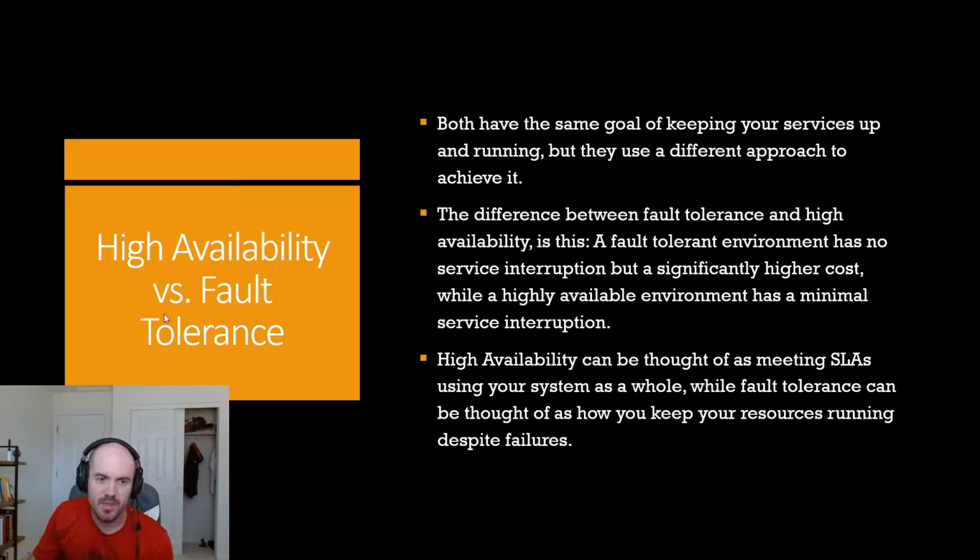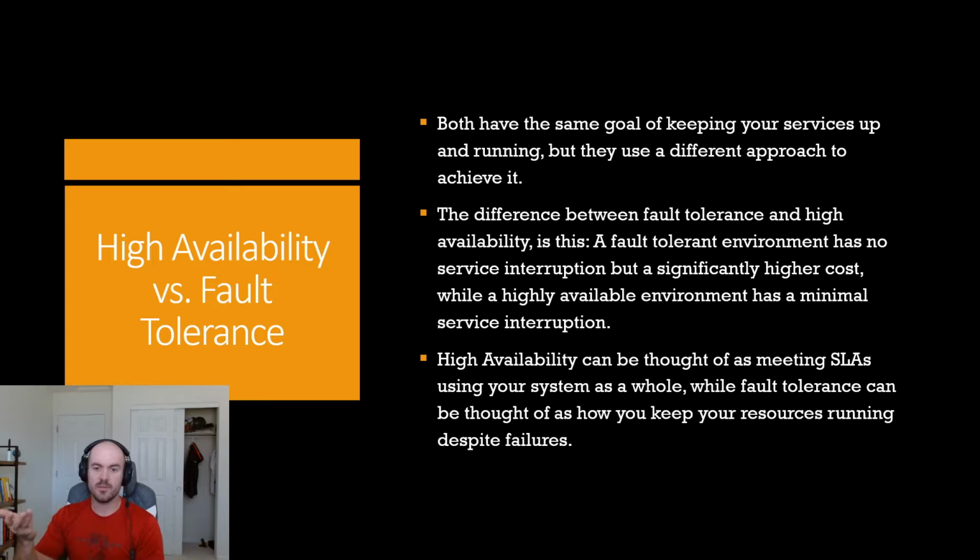So high availability and fault tolerance both have the same goal of keeping your services up and running. They just use a slightly different approach to achieve that end goal, okay? The key difference between fault tolerance and high availability is this: a fault tolerant environment has no service interruption, but it has a significantly higher cost, while a highly available environment has a minimal service interruption. Okay, so fault-tolerant has no interruption, highly available has minimal, something can happen, but it's going to be back pretty quickly.